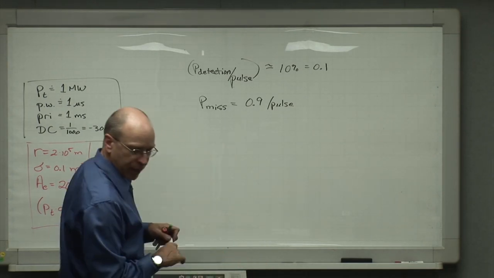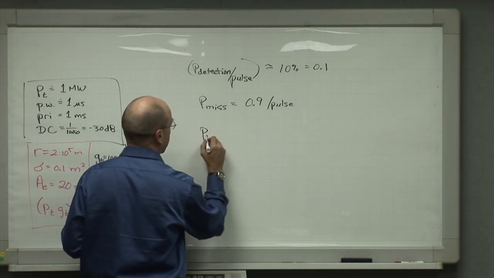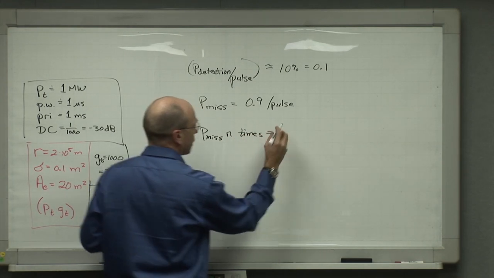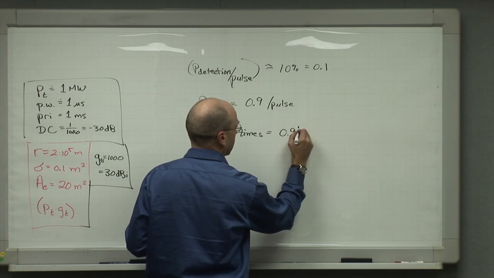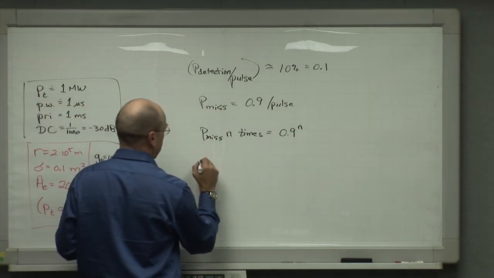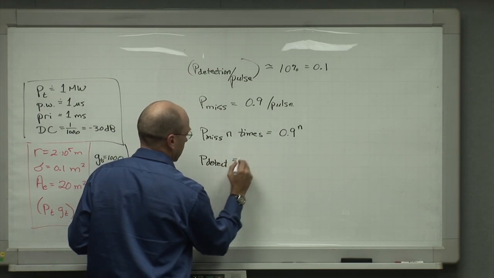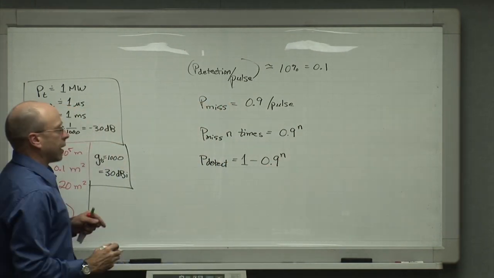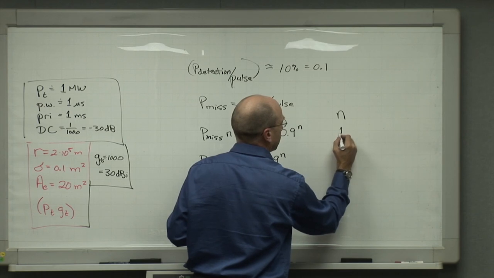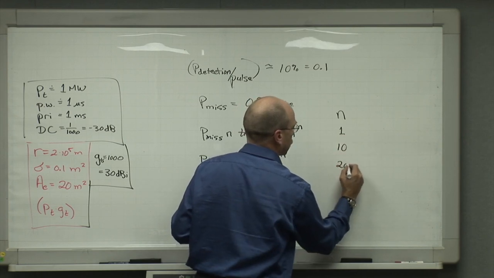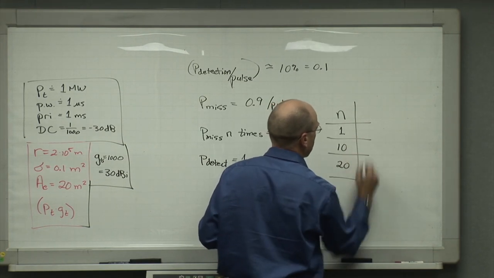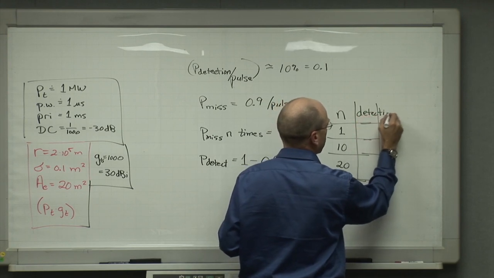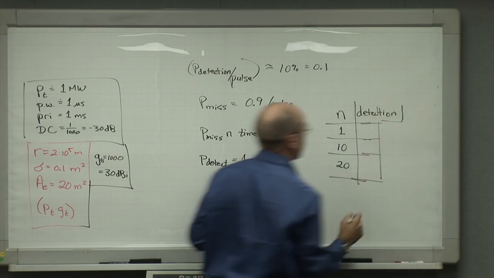Because of course, the probability of missing n times is equal to 0.9 to the nth. So the probability of detecting is equal to 1 minus the probability of missing, which is 1 minus 0.9 to the nth. And let's suppose that n is equal to 1 and 10 and 20. Then what's the probability of getting a detection? Yep, you get the idea.